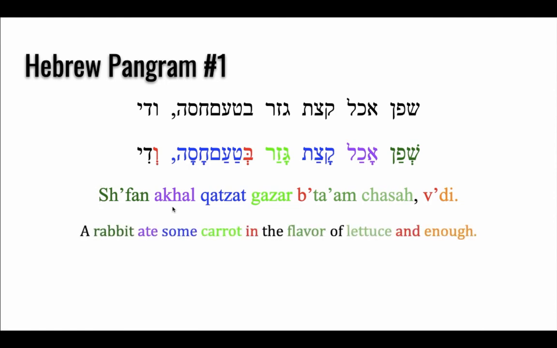A rabbit ate some carrot in the flavor of lettuce, and enough. Well, that doesn't make a whole lot of sense. You'll notice that they don't have words for a, they're not using the word the, and they don't really have a word for of. It is implied by having this noun followed by another noun. The second noun would be of lettuce. Here's what it means thought for thought. A rabbit ate some lettuce-flavored carrot, and that's it.